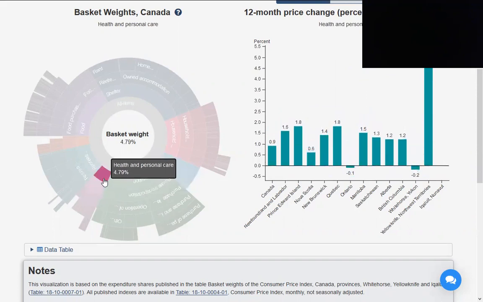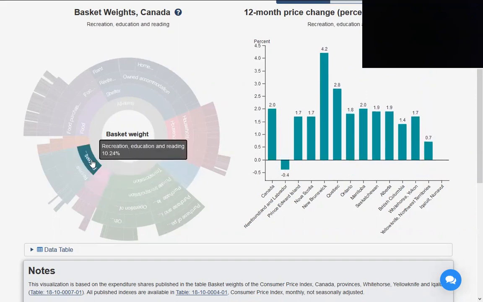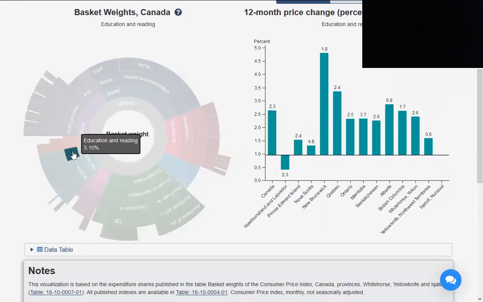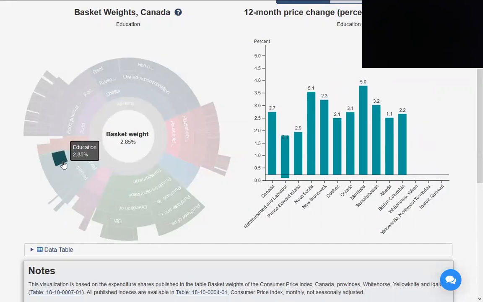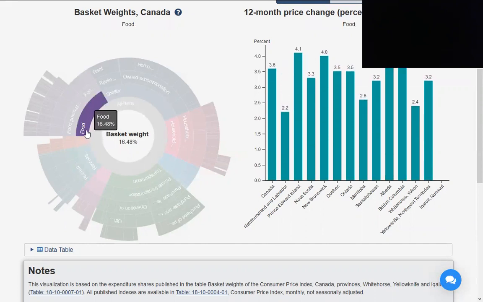So that's 5%. That makes sense, I just spent $40 at Walmart yesterday, on toothpaste and deodorant and multivitamin and this and that, bath salts. Recreation, education, and reading, right? So, movies and stuff, Netflix, education, spending for college. Alcohol, food, big part, 16%.